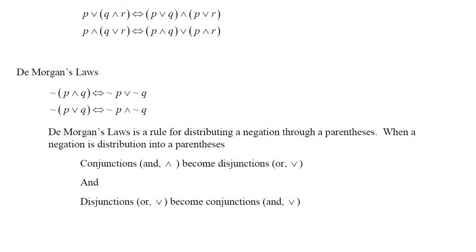We also have something called De Morgan's laws. If I have the negation of p AND q in parentheses, that's equivalent to not p ORed with not q. Also, if I have the negation of p ORed with q in parentheses, that's equivalent to not p ANDed with not q. So De Morgan's law is a rule for distributing a negation through parentheses. When a negation is distributed into parentheses, your conjunction statements, your AND statements, become disjunctions. Your ANDs become ORs. Your disjunction statements, your OR statements, become conjunctions, become AND statements.